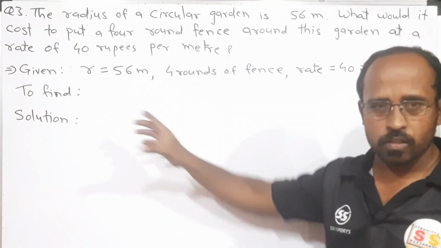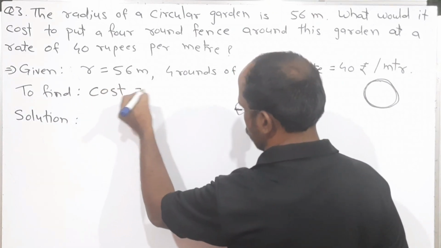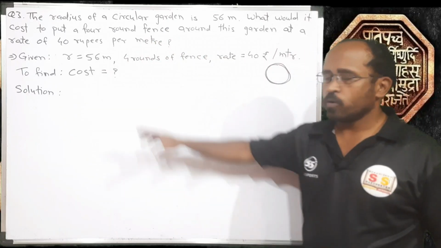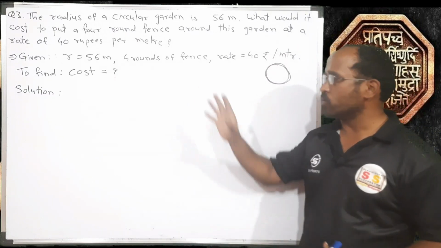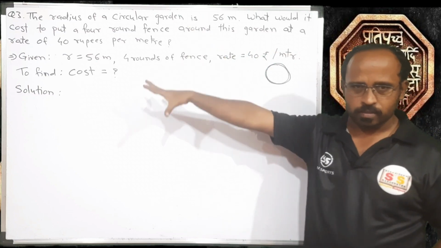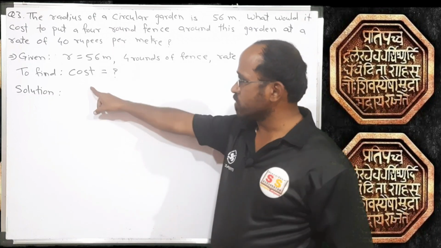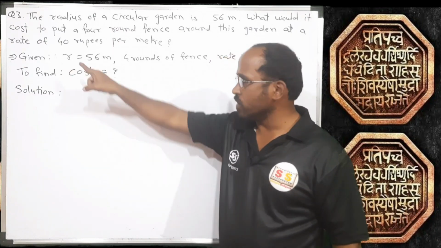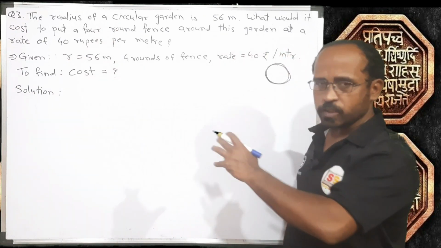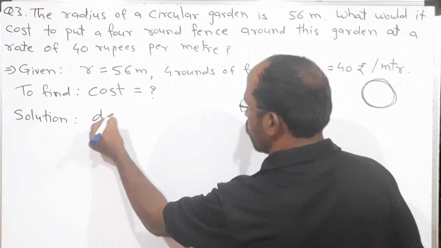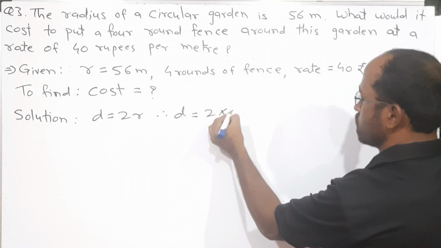What we have to find? The cost of fencing. We have to find out cost is equal to how much? Students, to find out the cost we have to find out the length. To find out the length we have to find out the circumference of this garden. Okay, means we have to find out C, right? And for C, what is required? Either D or R. What is given? R is given. So based on that we can find out circumference. So let's first find out diameter. D is equal to 2R. Therefore D is equal to 2 into 56.